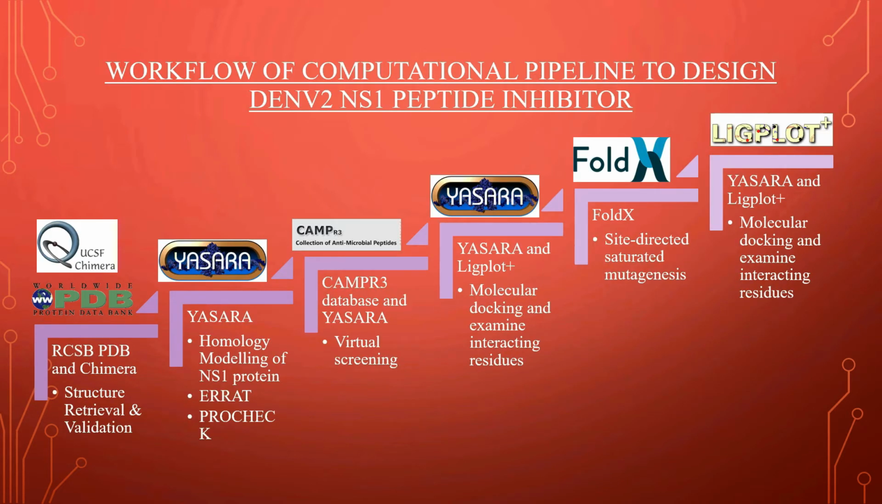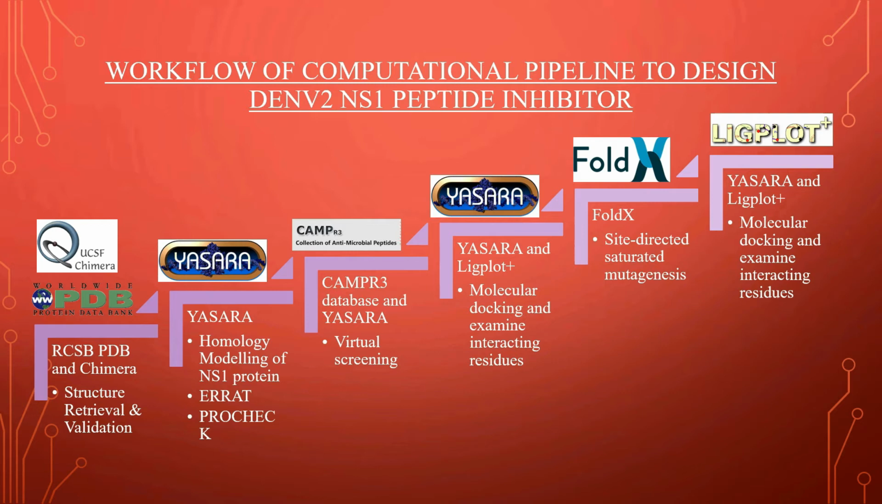This is the workflow of the computational pipeline to design the Dengue NS1 peptide inhibitor. In the first step, the structure of the NS1 was retrieved from RCSB PDB and viewed using Chimera. The purpose of viewing using UCSF Chimera was to examine for missing residues, particularly at the beta roll region. However, it was found that there were some missing residues, and therefore the next step of homology modeling was performed using YASARA, and it was further validated using ERRAT and ProCheck.